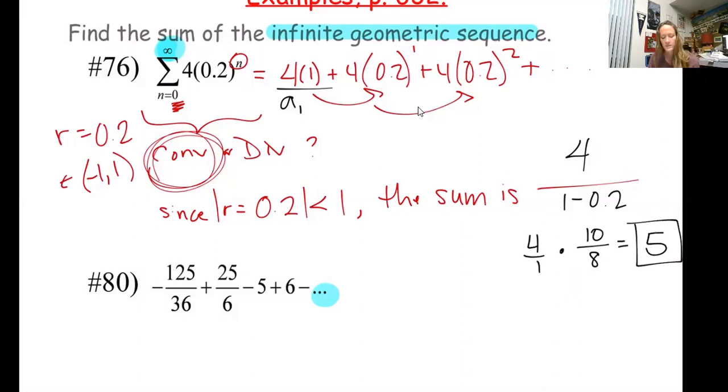If you were to go in your calculator and do 4 plus 4 times 0.2, and then plus 4 times 0.2 squared, and then add another, and another, and another, if you were to put that in your calculator or your table and then try to solve, you would end up seeing that it was getting closer and closer to 5. Maybe 4.75, 4.9, 4.99, 4.99, it's converging to 5. So we say 5 encapsulates. If I could go to infinity, I would get to 5, which is a really weird thought.